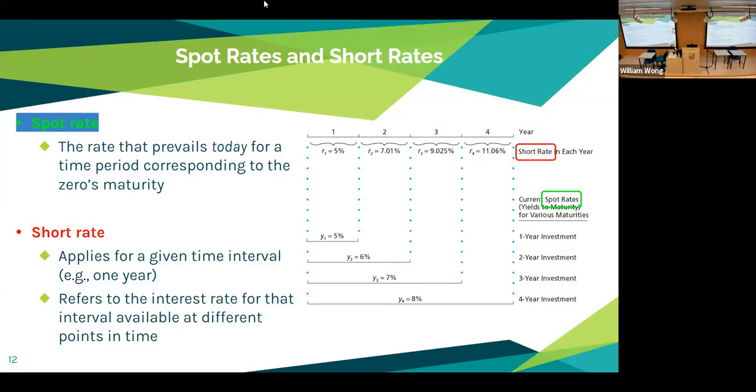Yes, there will be a lot of, but spot rate and short rate. So in this case, spot rate, it's always the spot rate from now to time period X. So it's a spot rate for you. But I can say a spot rate 1 year from now, or I can say the spot rate right now.